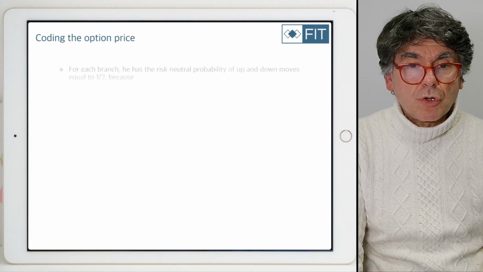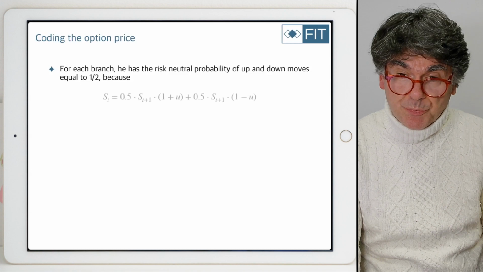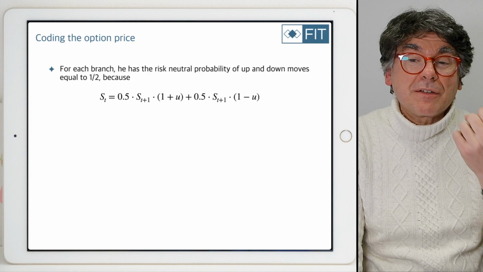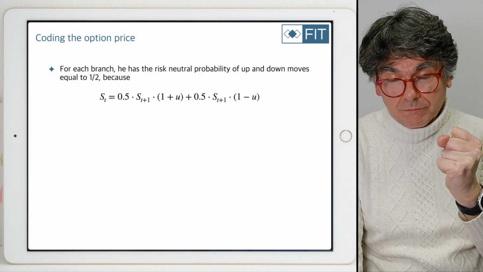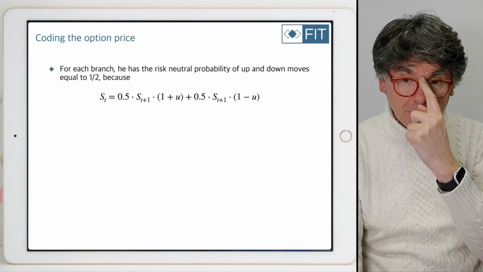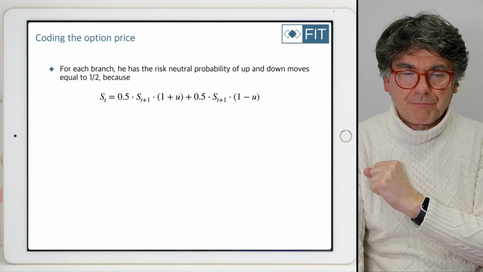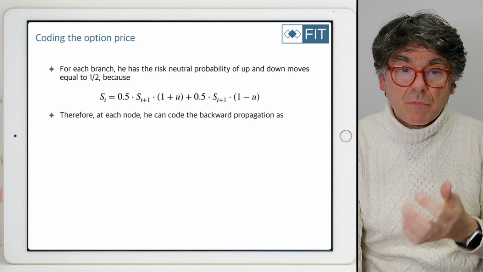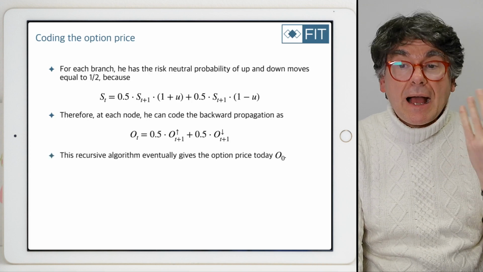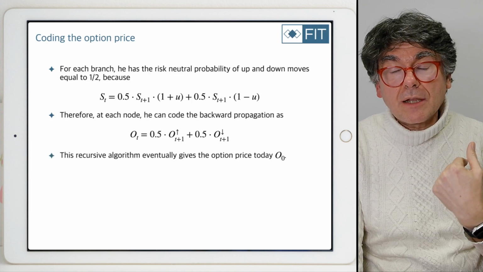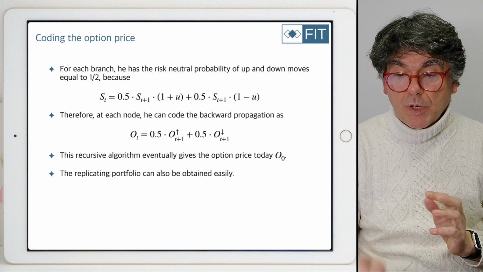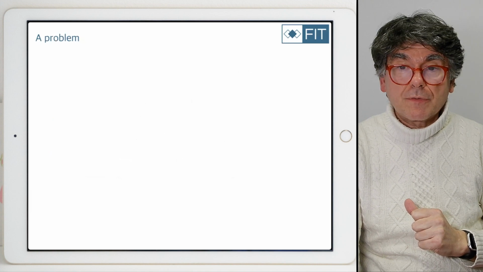Okay. So the way to code the option price is for each branch, we give a probability of a half of going up or down. And that's because the value of the stock today is 1/2 of the value of stock tomorrow if it goes up, plus 1/2 of the value of the stock tomorrow, thank you, Ariel, if the price goes down. And then from there, we can do the backward propagation by pricing the option price as the average of the values tomorrow if it goes up, and tomorrow if it goes down. And recursively, this will give us the option price today. And we can obtain the replicating portfolio also very easily with all of that.